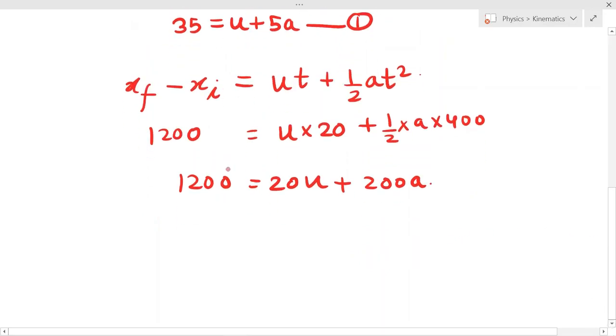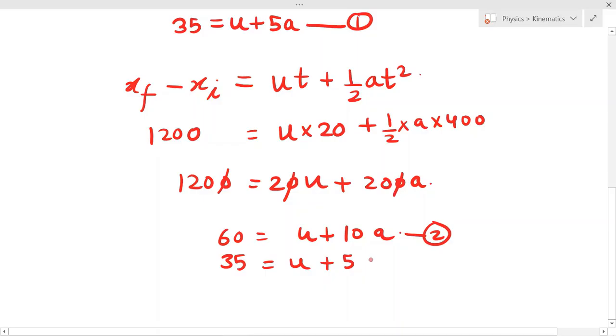So if I cancel these zeros, then it will be 120 is equal to 2u plus 20a. Now I can divide by 2, so this becomes 60 is equal to u plus 10a. So this is the second equation. Now subtract first equation from the second equation. Let me write first equation here, u plus 5a. This is our first equation.